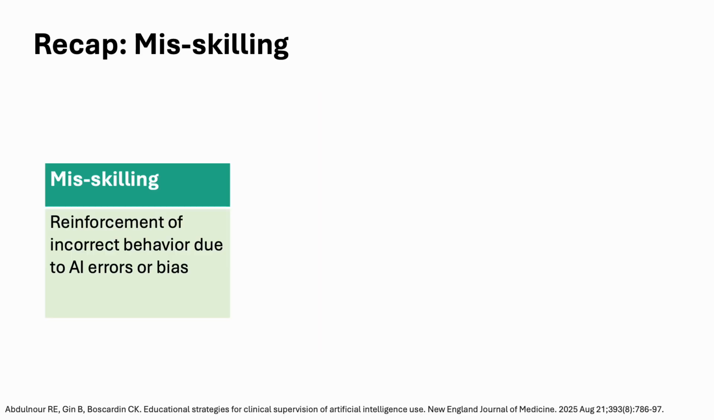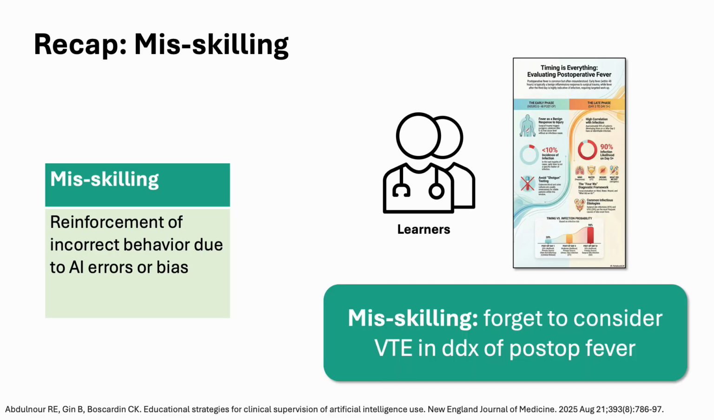In Dr. Chuang's talk about AI, we also learned about mis-skilling, which is when using AI outputs that have errors can quietly reinforce incorrect behaviors. With the infographic I made, the mis-skilling risk is that learners who rely on this infographic's condensed framework later may inappropriately fail to consider VTE in their differential for post-op fever.